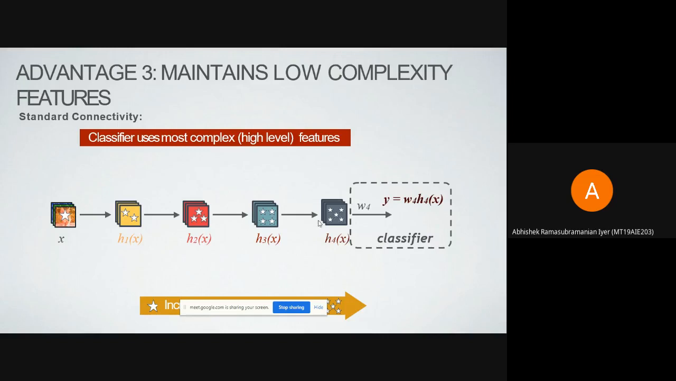Everything has been connected here, and this is ultimately what we are giving to the classifier, and the features are also getting increasingly complex. So here we will have simple features, and going deeper into the network we might have complex things. Now let me go to the next one.